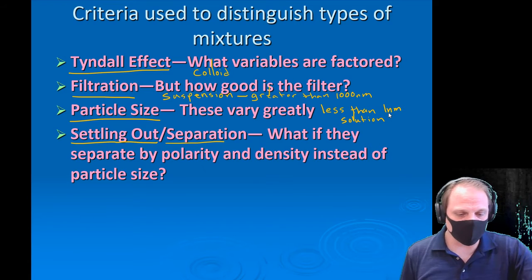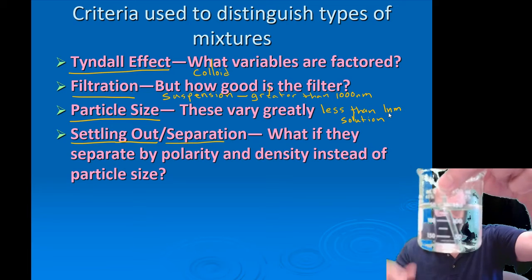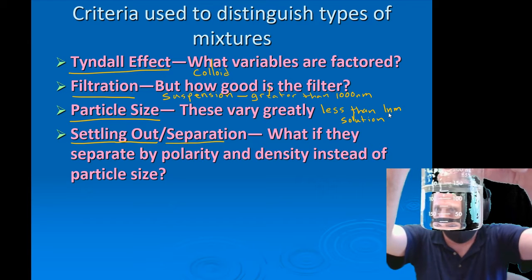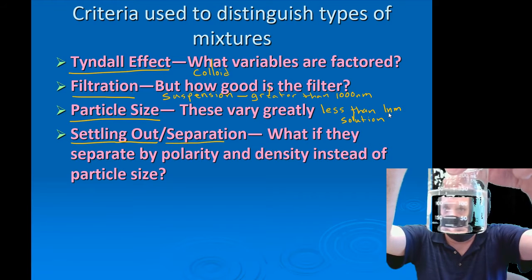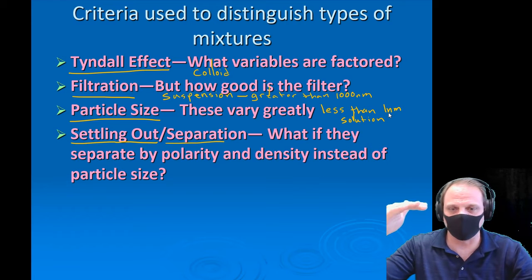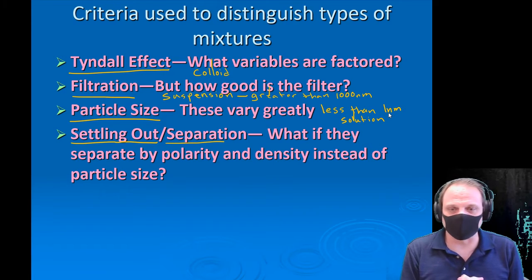But what if they separate by polarity? Here I've got a mixture of oil and water. You can see a small little layer of oil right at the top there. That has settled out, and the water is on the bottom and the oil is on the top because the oil is less dense.